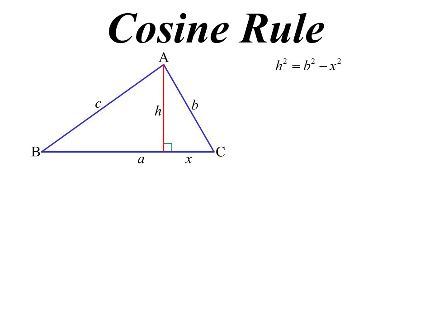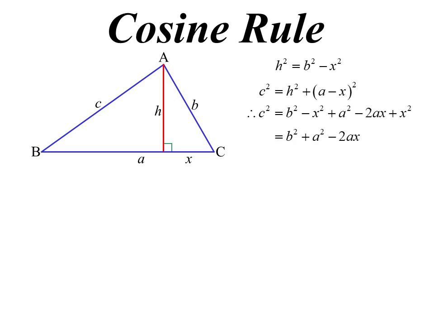I could say that h squared is equal to b squared minus x squared, and I'll just call this little bit x. But if I did the other triangle, then it would be c squared is equal to h squared plus, well, it'd be a minus that little bit that I called x. Again, let's eliminate the parameter. I end up with c squared equals b squared minus x squared plus a squared minus 2ax plus x squared.